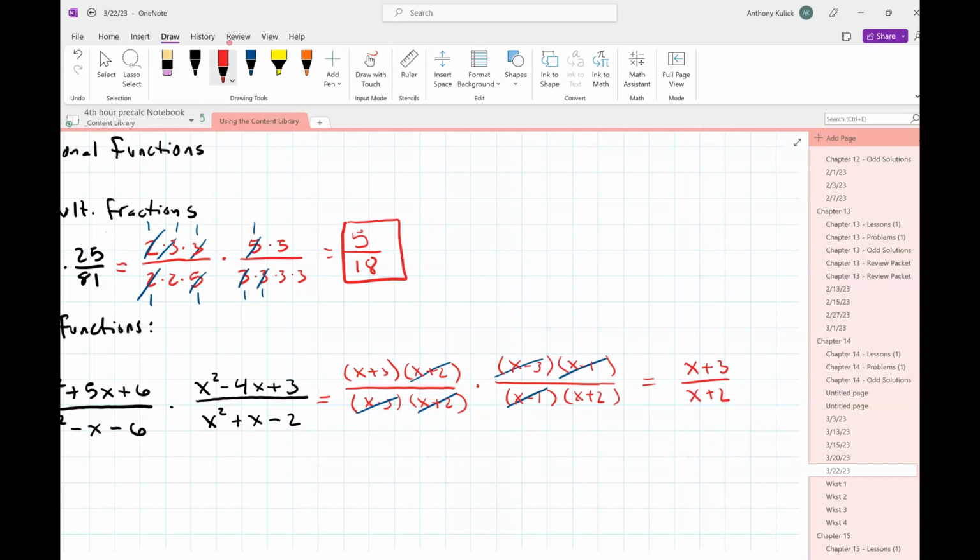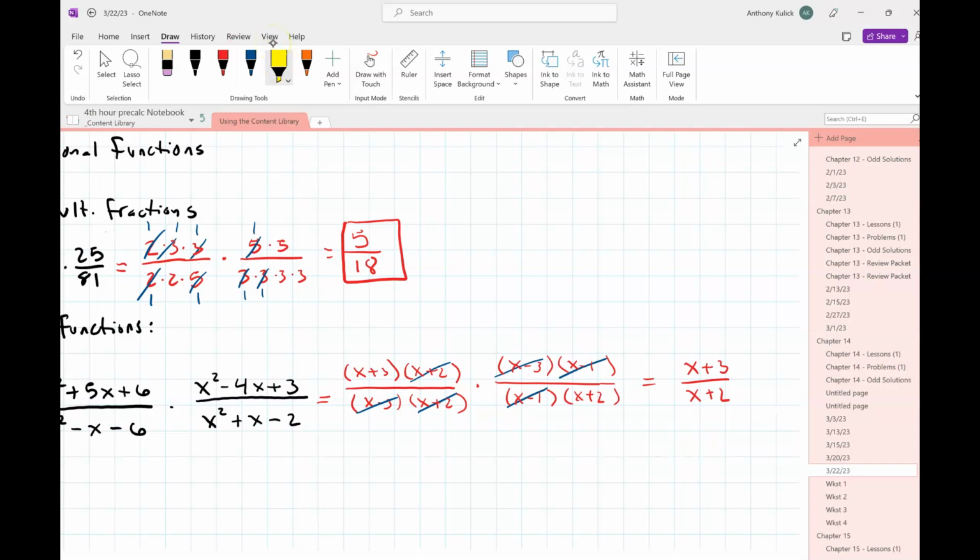Is that the end? Are we done? We reduced, we multiplied. There's nothing more to reduce. Seems like we should be done, right? What? Elise, you said what? You want to reduce the x's here? We cannot. Why can't we reduce the x's?